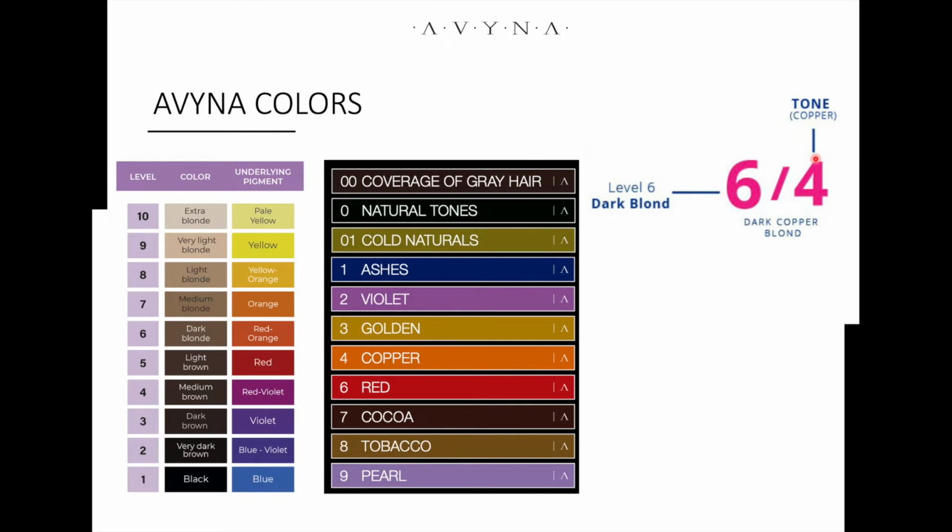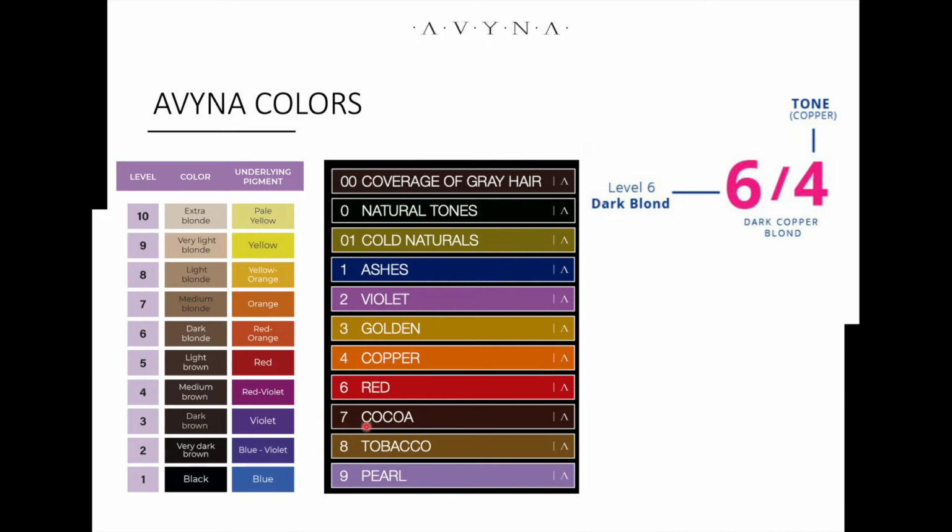And this number is the tone or the reflect of color. And in Avena, we have these numbers. So in this case, 6 diagonal 4, 4 is copper. So here you get a dark blonde copper. But in Avena, we have 00, that this one is for gray coverage. We have natural tones. They have a little bit of gold in it. These ones are natural gold. They have a little bit of blue. 1 is blue, 2 is violet, 3 is gold, 4 is copper, 6 is red.